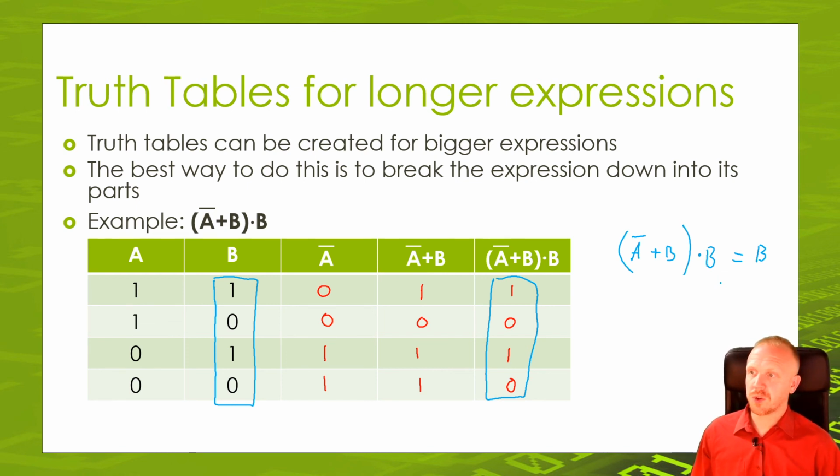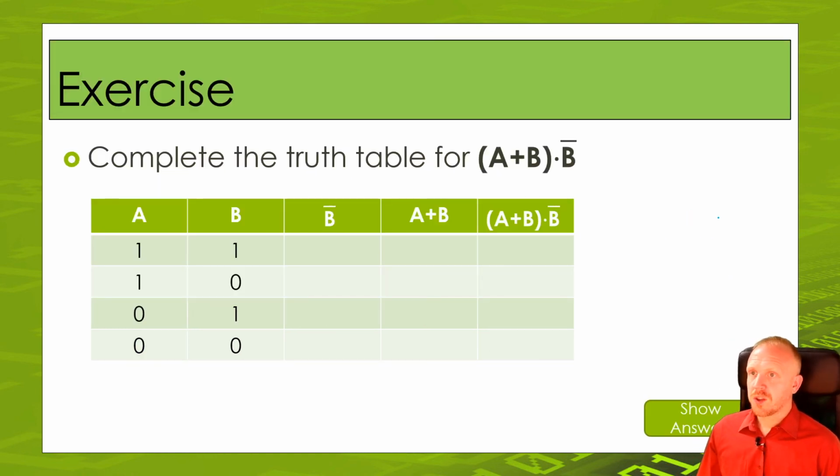I'm not going to ask you to do any of these at this stage, but that's the purpose of truth tables. If you do a truth table and you notice the final column follows a pattern of something else, then we know that those two expressions are equivalent. So an exercise for you, can you complete this truth table? This is for a slightly different expression, A or B and not B. Pause it, do that, then I'll go through it.